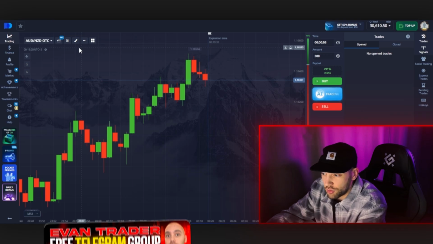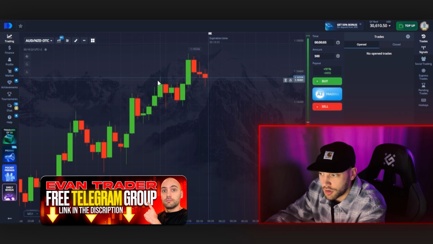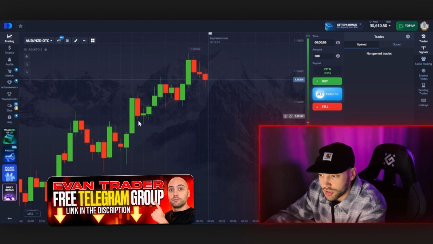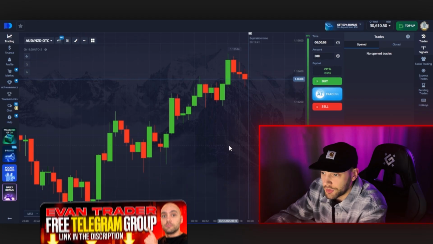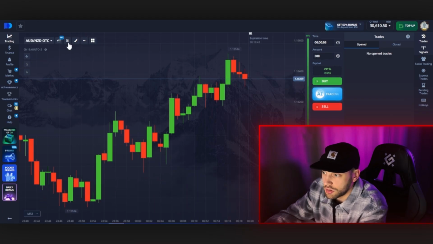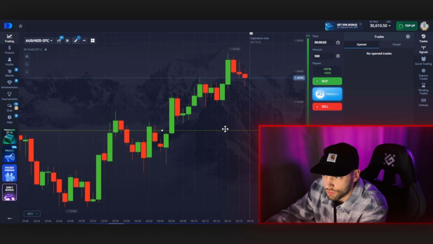It's clear that the hourly trend is overall, but for a more impulsive entry, a smaller time frame is better, maintaining the overall trend. Let's mark our horizontal levels. The resistance here, and the support here.